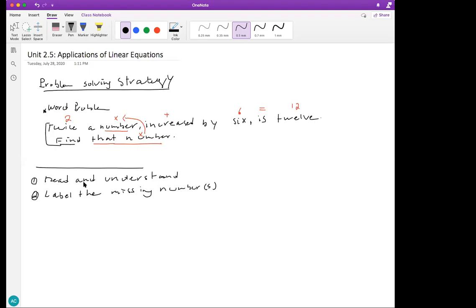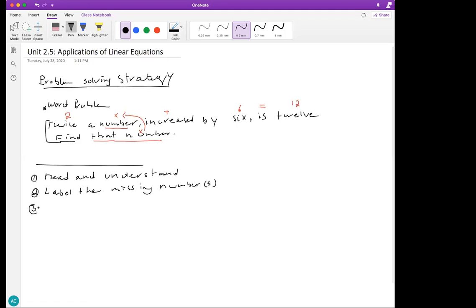So we read the problem, and we labeled the missing number or numbers. Now that we did that, number 3, we need to turn this sentence into an equation. So we're going to translate it into an equation.